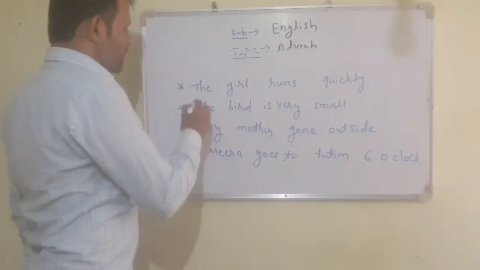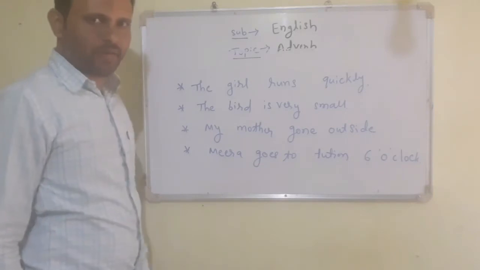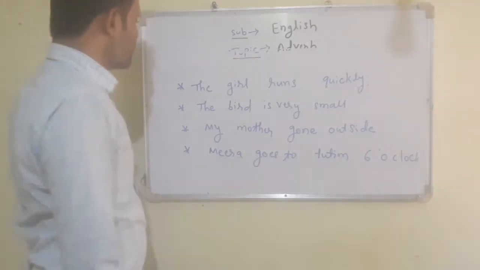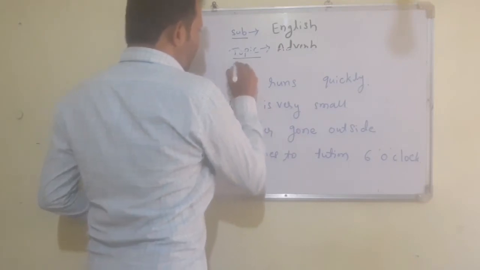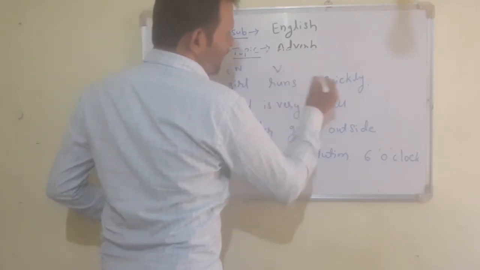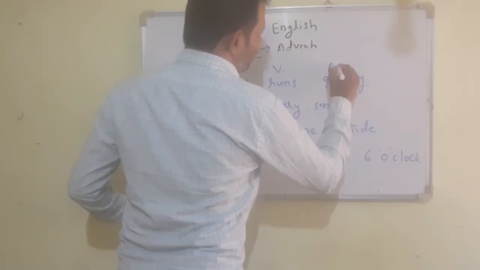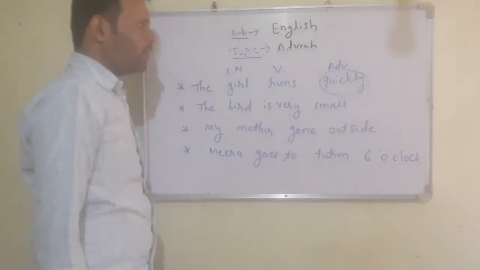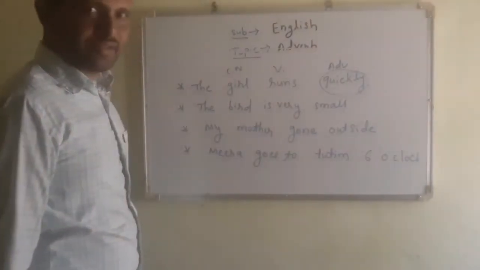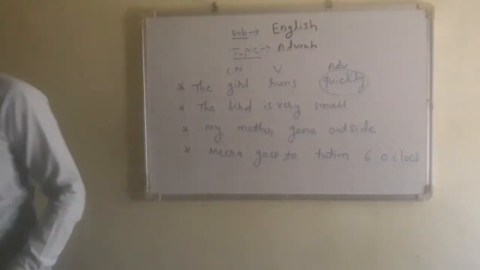Now we are going to discuss how we have to find the adverbs in a sentence. The girl runs quickly. Girl is a common noun, runs is a verb, and quickly is an adverb. How does the girl run? She runs quickly.